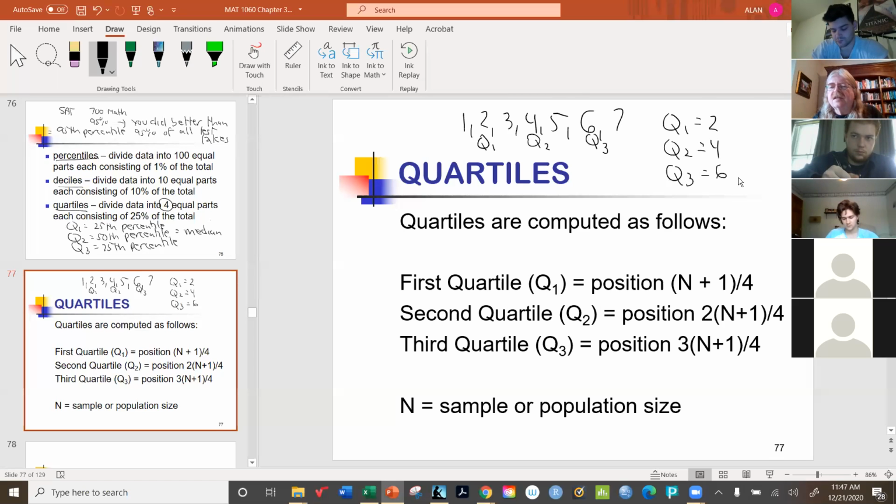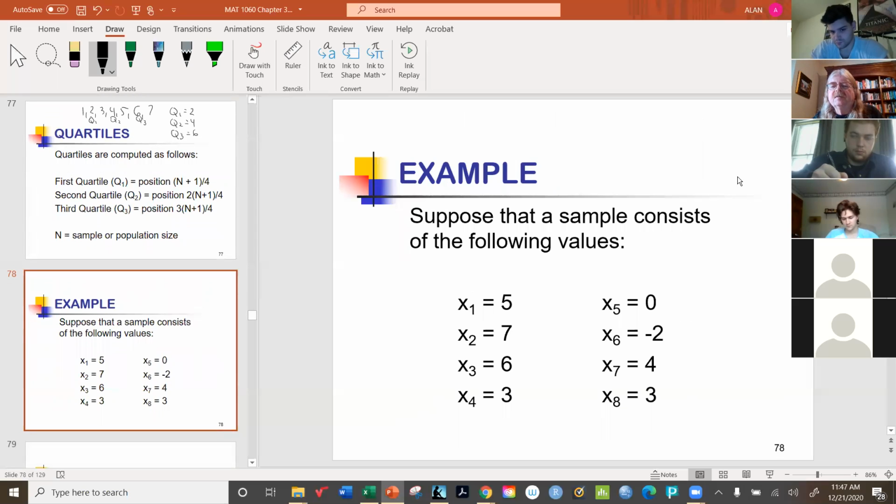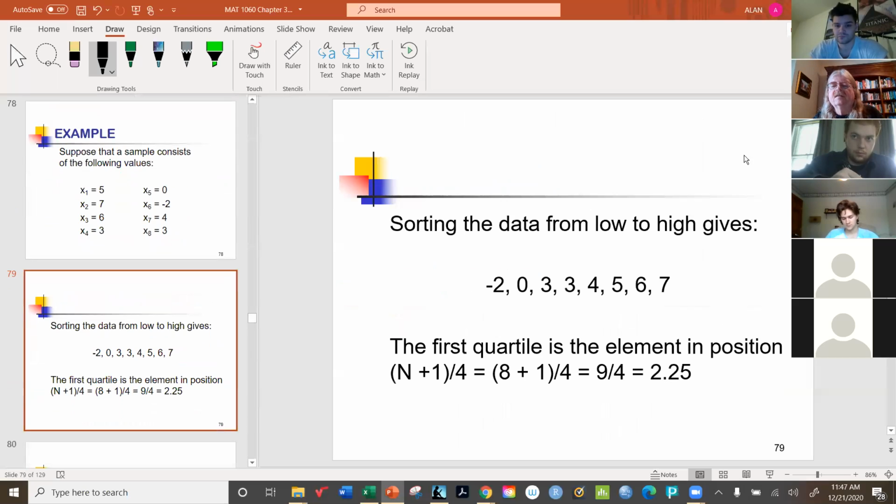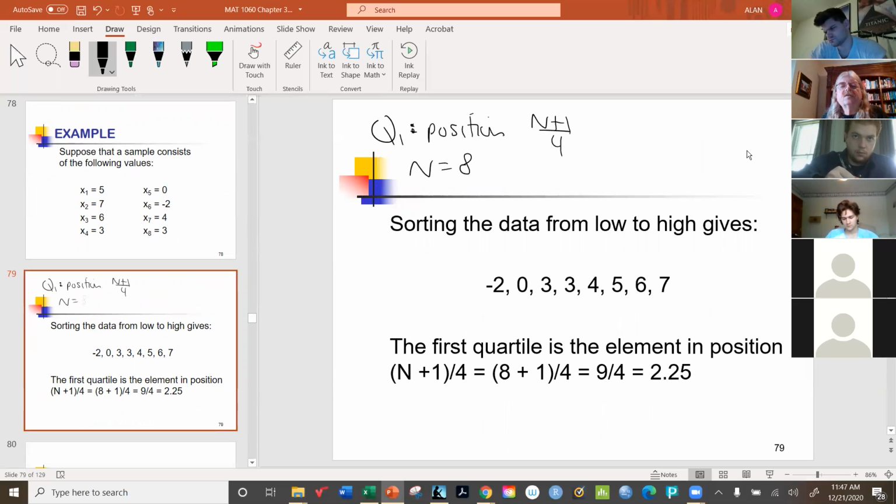All right, so let's try an example. Here's our first sample. Now you have 8 elements here, and they're not sorted. Let's sort them. There we go. This is what we care about. Now, to find the first quartile, the position is calculated as (n+1)/4. N in this case is 8 because we have 8 elements. 1, 2, 3, 4, 5, 6, 7, 8.